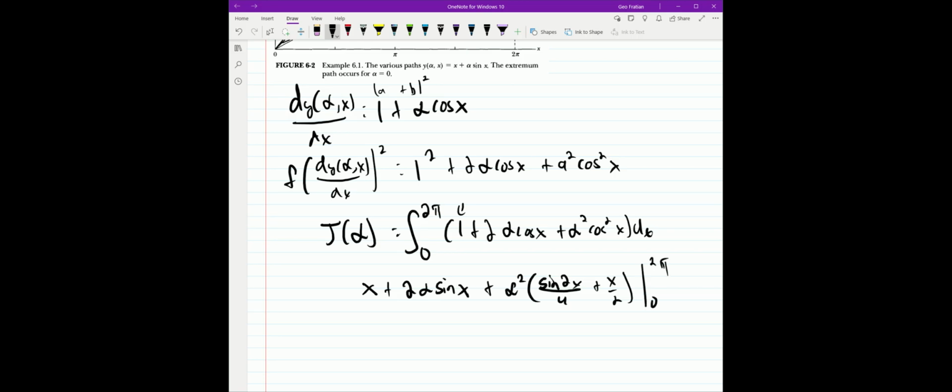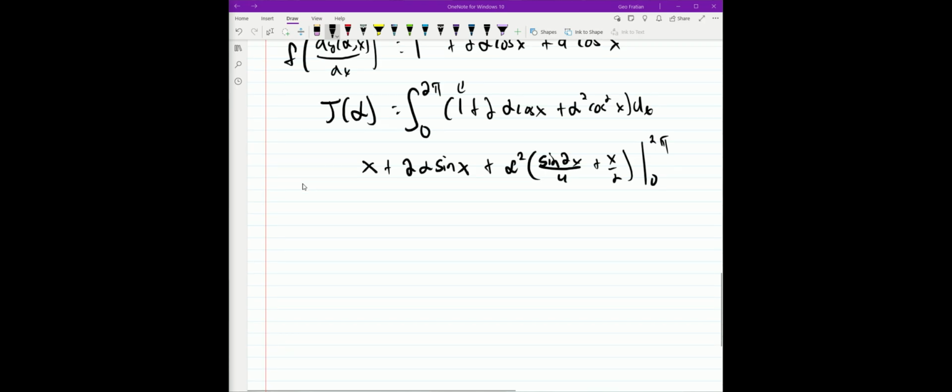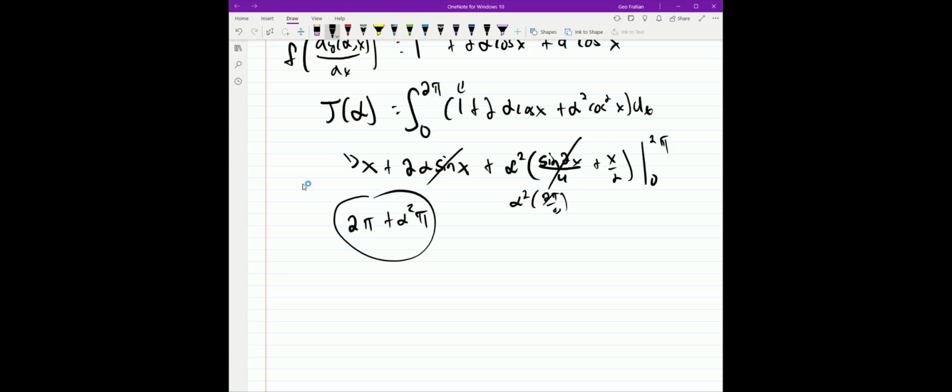From 0 to 2 pi. And then if we simplify this, we should get from the textbook 2 pi plus alpha squared pi, which I can check right now. The 2 pi right here is from there. Sine of 2 pi is 0, so that goes away. That goes away. 2 pi divided by 2, so that's plus alpha squared, we have a 2 pi over 2. That's alpha squared pi. So that's what we get. Okay, so good. I can kind of do math by Googling what the integral of cosine squared is.